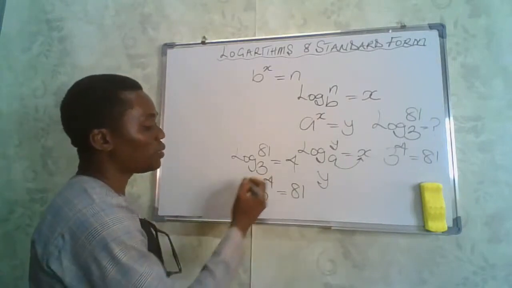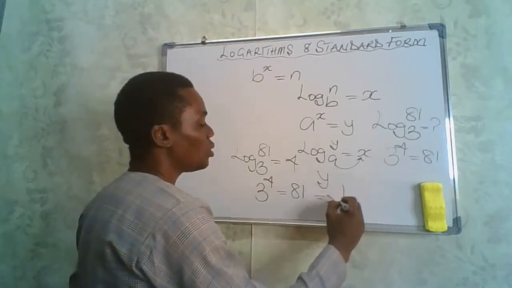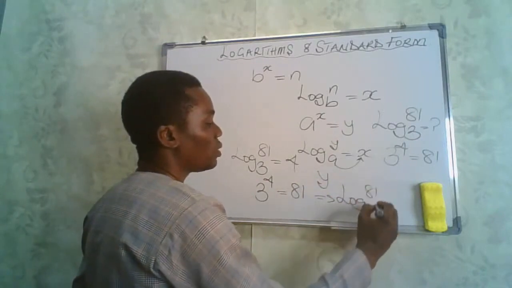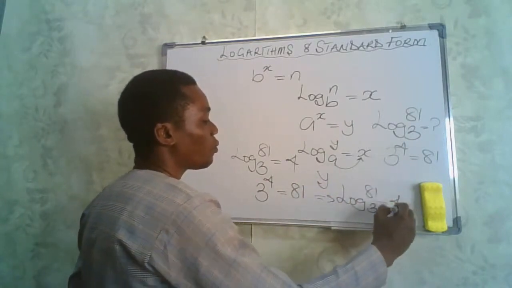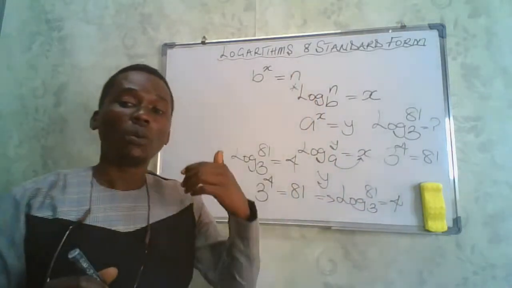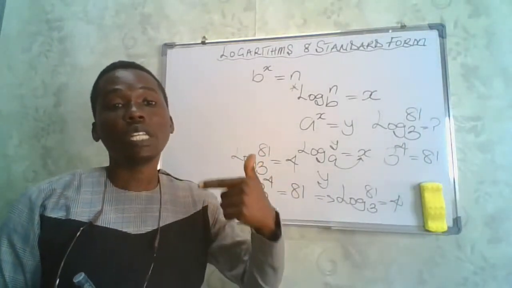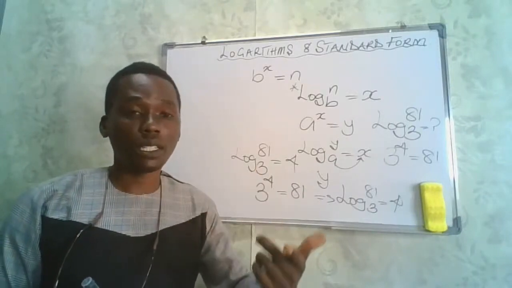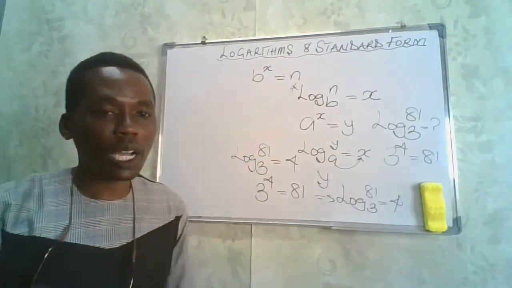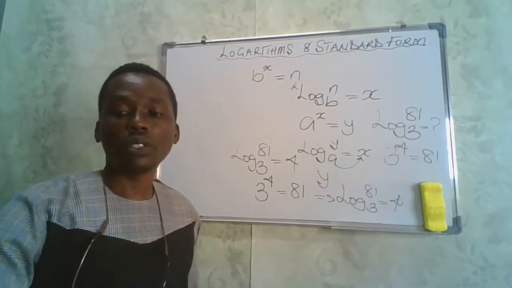So if we want to return this to log, this is going to give us the log of 81 to base 3 equal to 4, considering this. So logarithm has to do with the exponent, or power, which a number can be raised to in order to yield a certain number or product. And that is exactly the mind you should have when you look at logarithm, with its various formulas.